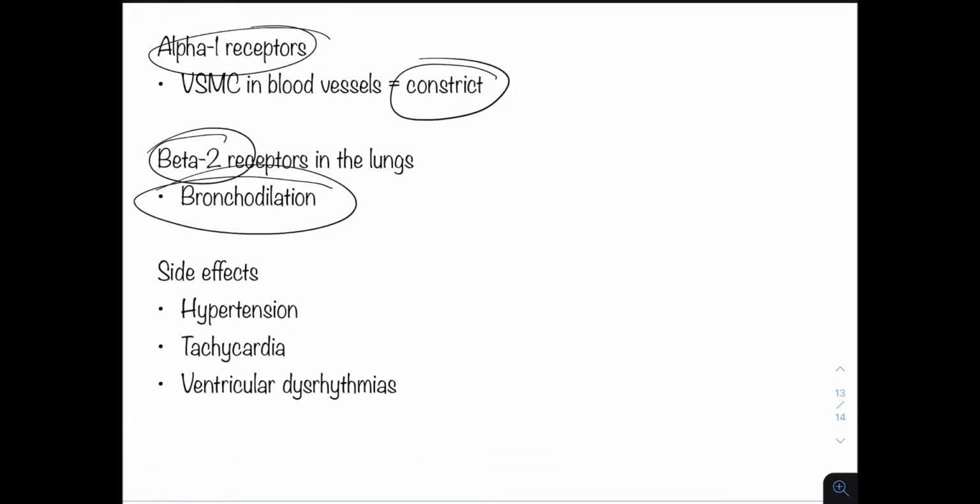Of course, as with all drugs, there are side effects, and these include hypertension, tachycardia, and ventricular dysrhythmias. This is why it is so important that you do not give adrenaline intravascularly. This should only be done by a specialist, as it can cause death.